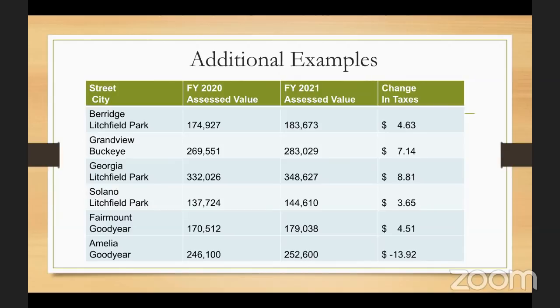For 5 of these homes, the assessed value went up the full 5%. One of them did not. So one home has caught up with the assessed value and the value of the home. The tax rates vary between $4 and $9 for those that increased 5%. Again, the $8 increase is on the home that's $350,000 assessed value. The home that did not increase as much is going to see about a $14 decrease.